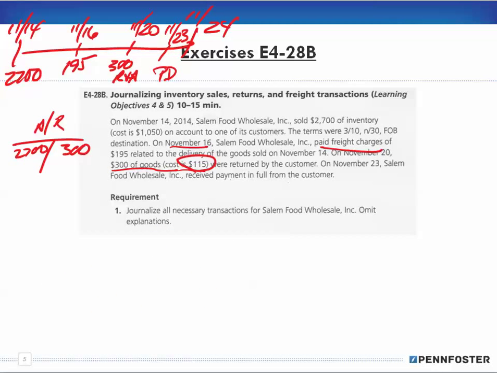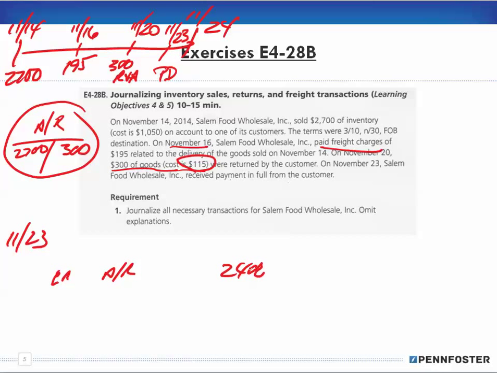And now we're on 11/23 where we're paying the bill. Okay, so what are we paying here? Well, first of all, we're looking at our accounts receivable. Remember, our accounts receivable here had a debit of $2,700 and a credit of $300. So we have to credit accounts receivable for $2,400. Right?